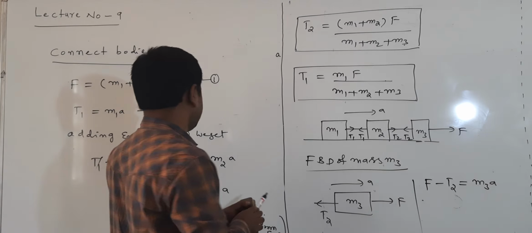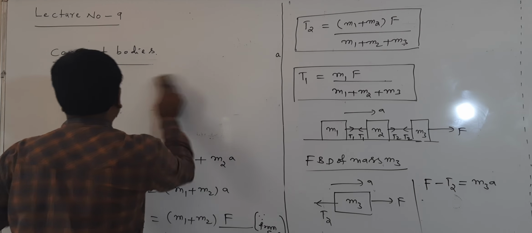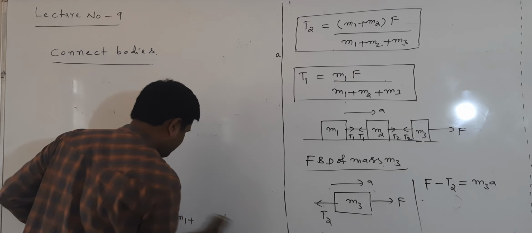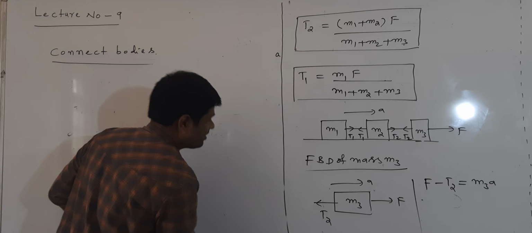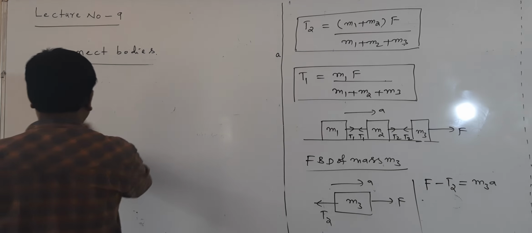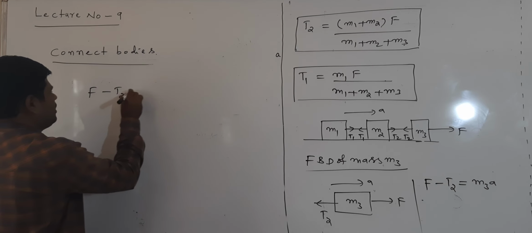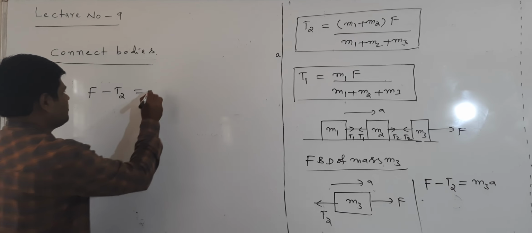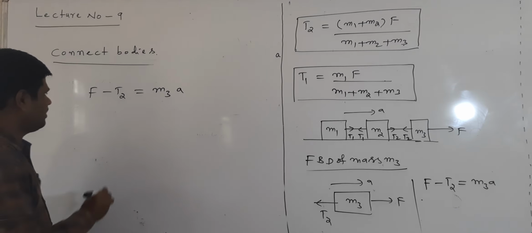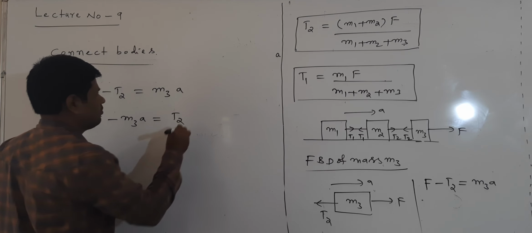From this equation we find the tension. Check whether this tension is the same or not. F minus T2 is equal to M3A. Now from this we find T2: F minus M3A is equal to T2.